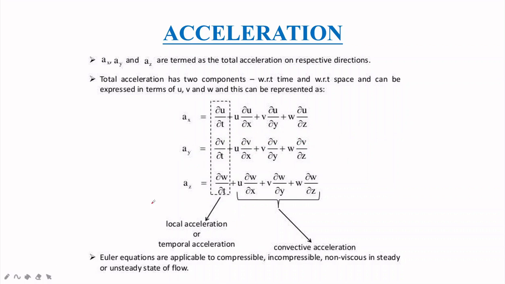When we come to the z direction, same: dou w by dou t plus u into dou w by dou x plus v into dou w by dou y plus w into dou w by dou z. Here dou u by dou t, dou v by dou t and dou w by dou t are nothing but the local acceleration of the particle, and the rest is the convective acceleration. Euler's equations are applicable to compressible, incompressible and non-viscous, and steady or unsteady flow of liquid. These are the equations we have to use when we do the problems.